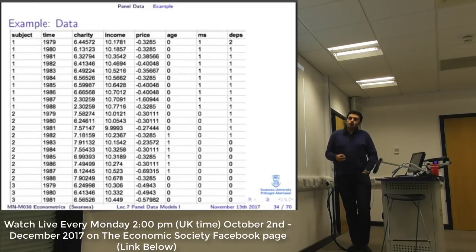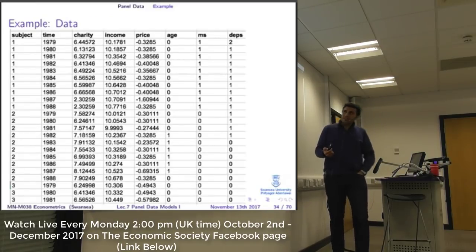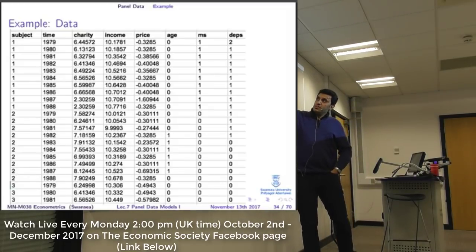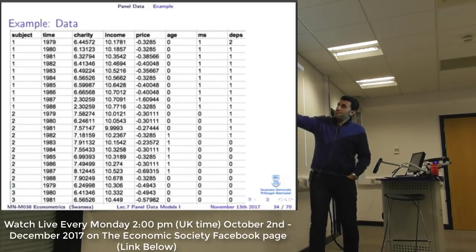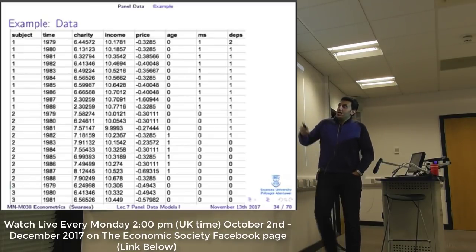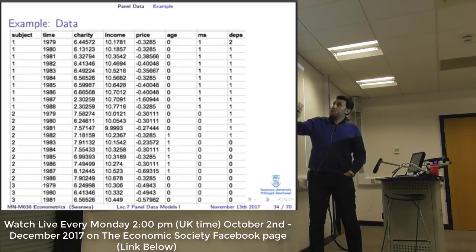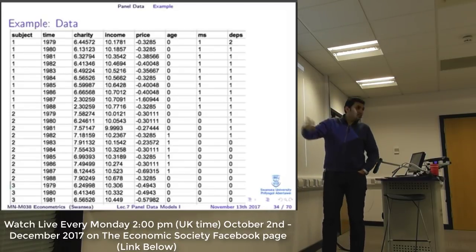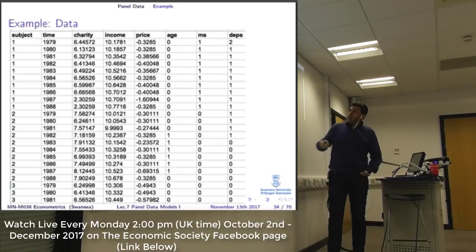So this is like a snapshot of the data and how it is organized. We have subject 1, which is individual 1. This is the data over time from 1979 to 1988, and we've got data about how much they pay in terms of charity, the income. Price here is 1 minus the marginal tax rate.